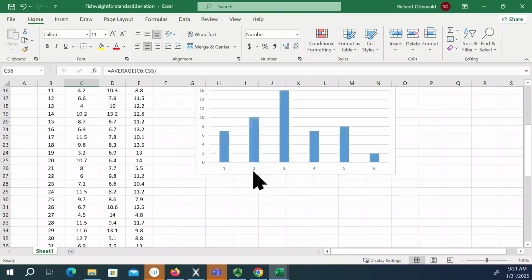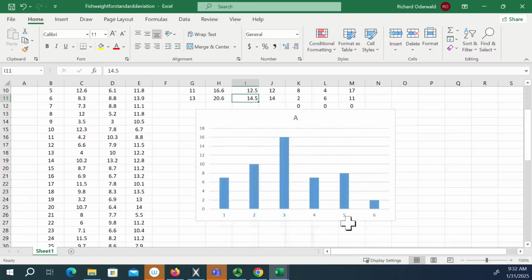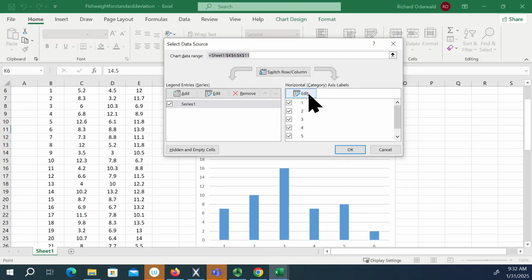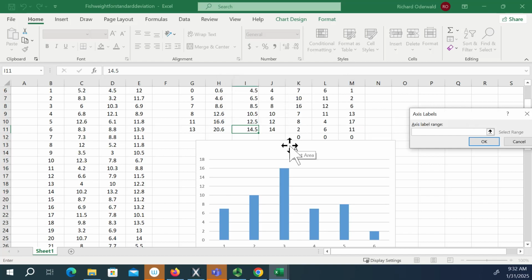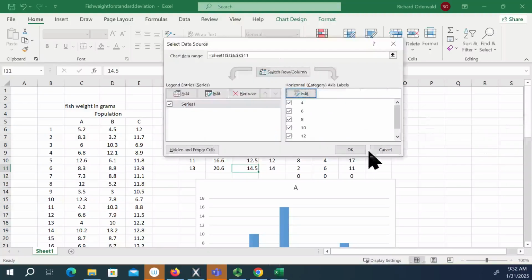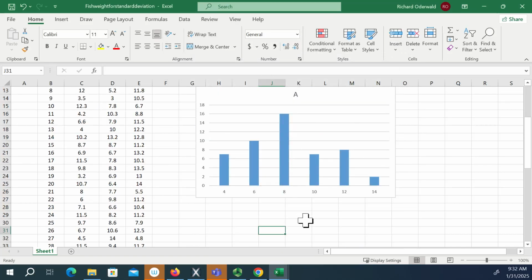So where's the average here? I'm going to change this. I'm going to go select data and change the x-axis categories. I'm going to change it so I got numbers that are approximately correct. Where's the average on this histogram? The average is 7.7. Puts it pretty much there.